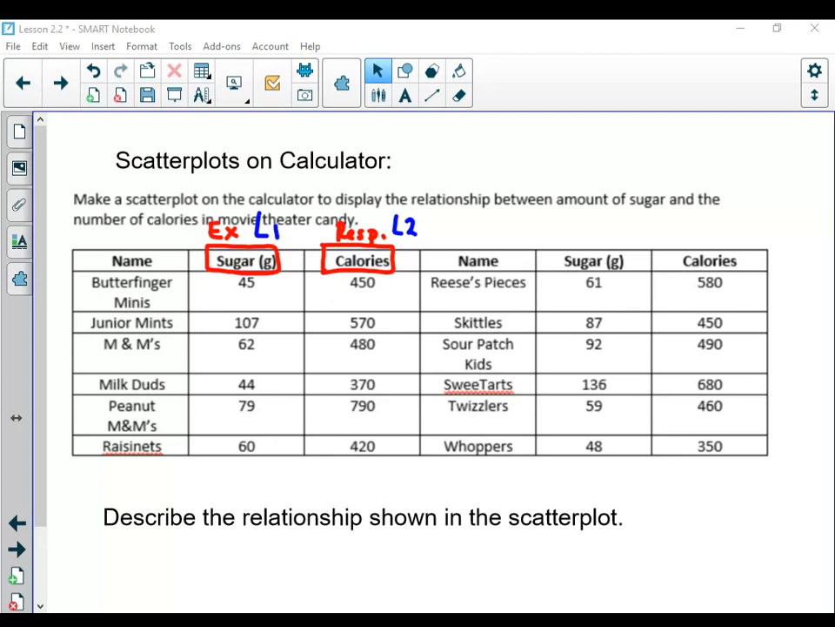For the Y's, again, I didn't go in the negative, so I'm going to make my minimum 0. What was our largest calorie amount? 790. So I'm going to go a little higher than that, so I'll go up to 800. What's a good scale for 0 to 800? Go by hundreds. And if you ever don't like it, you can always come back and change it.